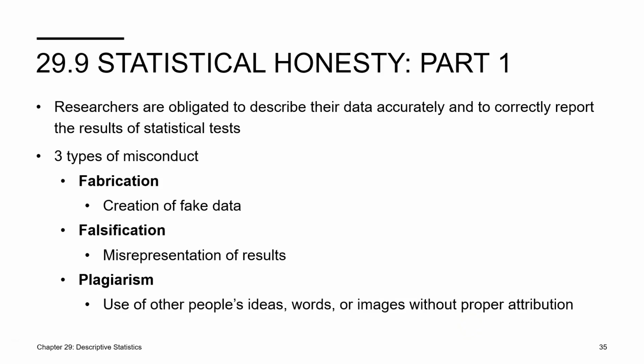Section 29.9 goes over statistical honesty. Researchers are obligated to describe their data accurately and correctly report the results of statistical tests. There are three different types of misconduct: fabrication, which is creation of fake data; falsification, which is misrepresentation of results; and plagiarism, which is the use of other people's ideas, works, or images without proper attribution.